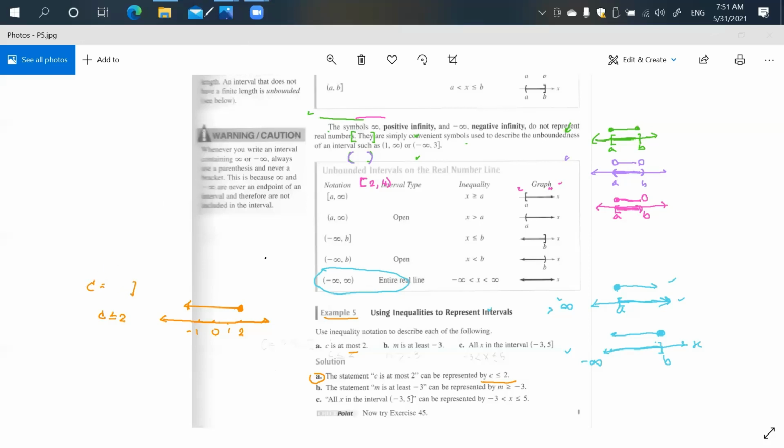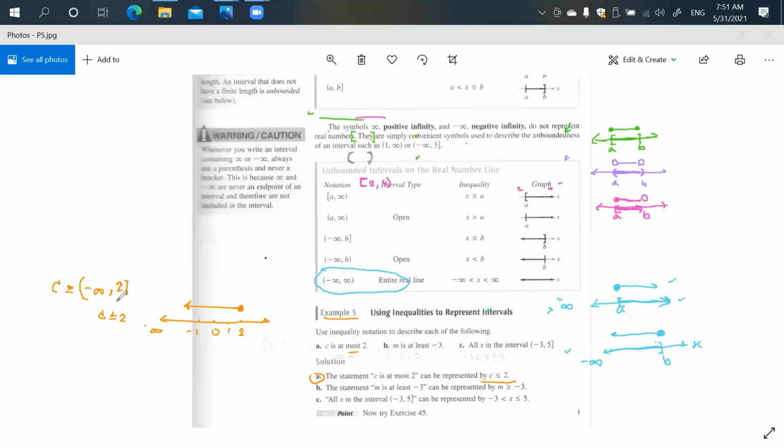Let's see. You can take this one. See, it's a 2, so you close it. This is a comma, right? And to the negative side, this side is negative infinity. So you have negative infinity, and this one is open. This one you write down is the C value.